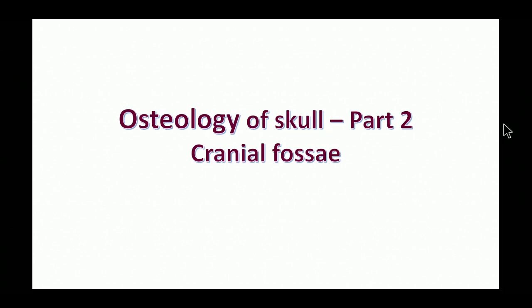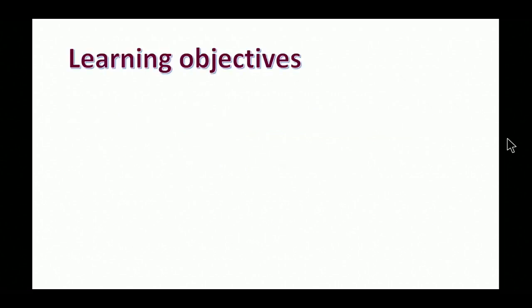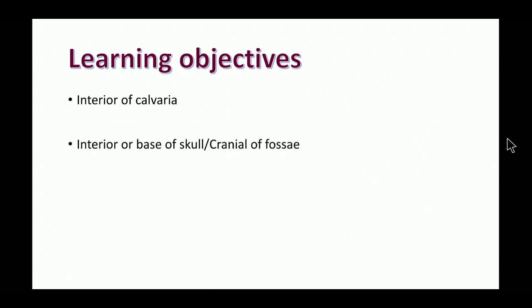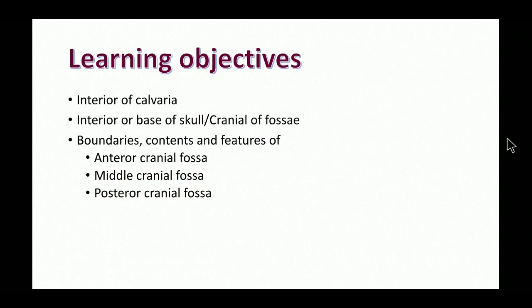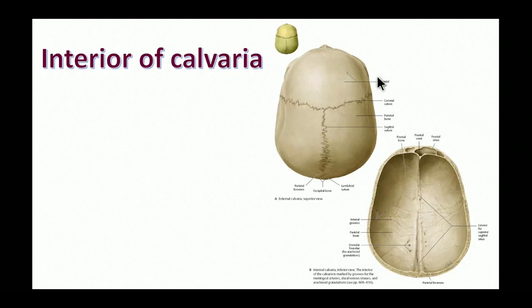Now, we will see the internal aspects or interior of the skull. The floor of the interior of the skull is actually called the cranial fossa. Our learning objectives for today will be mainly the interior of the skull cap, what all the features we can appreciate on the skull cap or the calvaria, followed by the boundaries, contents and features of the anterior, middle and posterior cranial fossa. So now, first let us start with the skull cap or the calvaria of the skull.